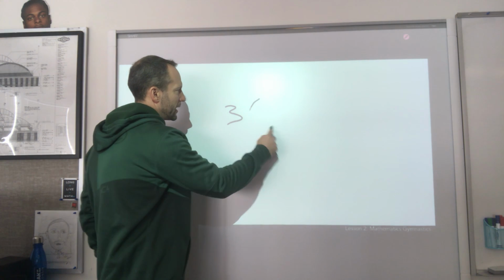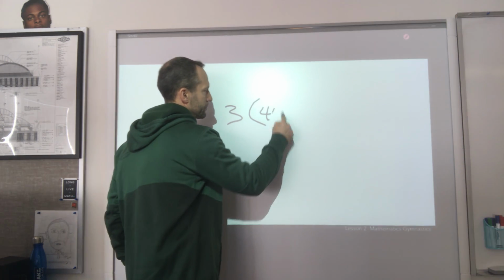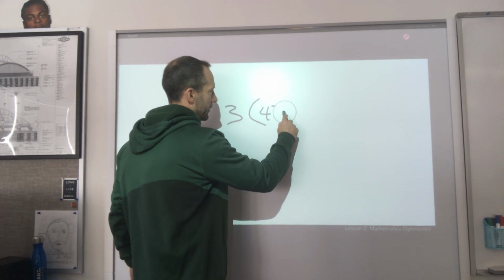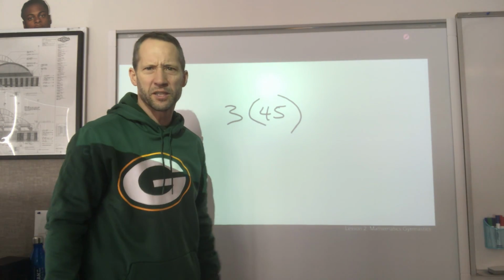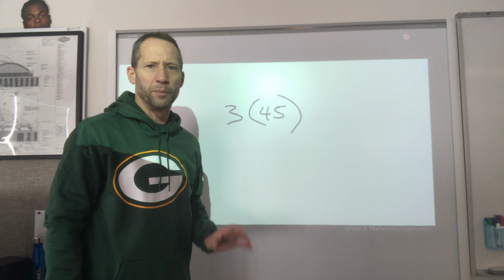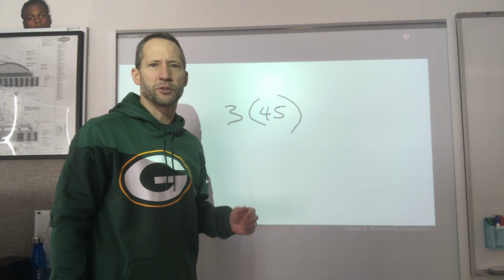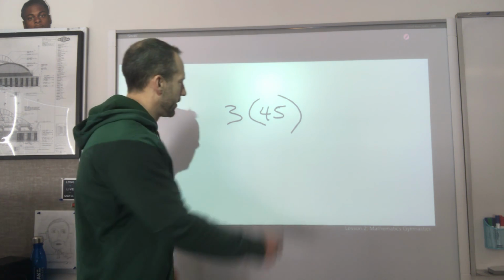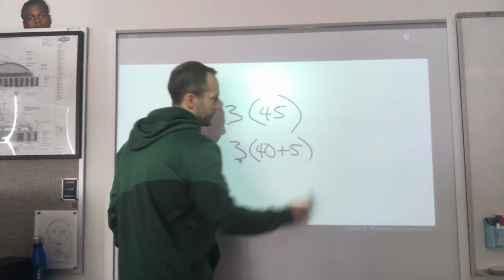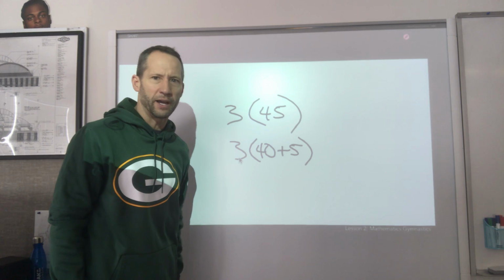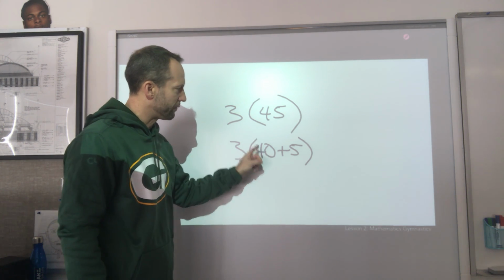So for example, if I were to give you a problem like this, let's make this 45. If I ask students to multiply 3 times 45, some might be able to do it in their head, but when people do it in their head, a lot of times they're actually using the distributive property, and they're breaking this number up into something that looks like this. So instead of doing 3 times 45, we're going to do 3 times 40 plus 5.